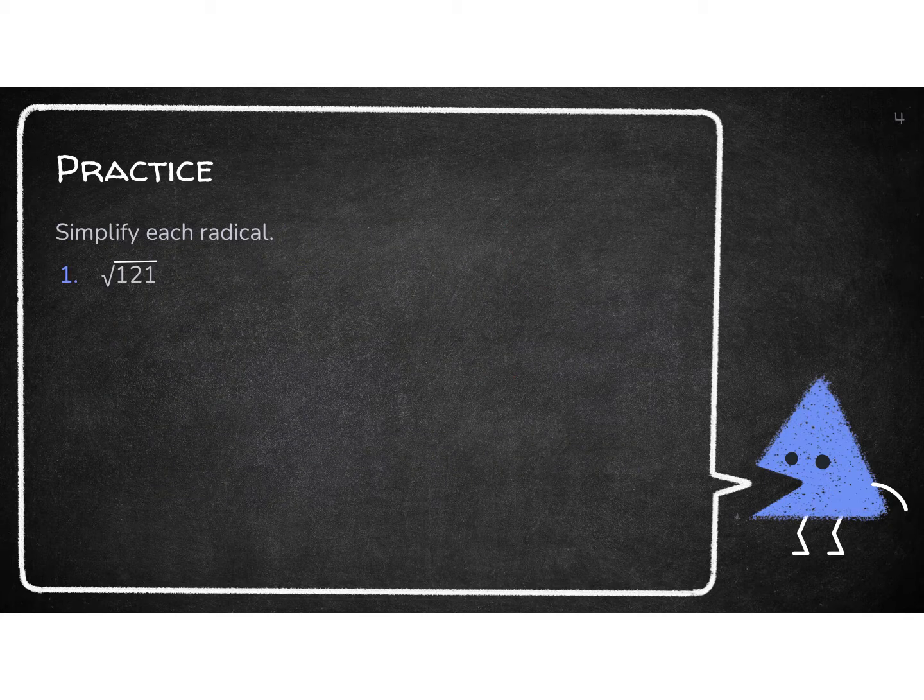If I think of my perfect squares, I have 1, 2 times 2 is 4, 3 times 3 is 9, 16, 25, 36, 49, 64, 81, 100, 121, 144, so on and so forth. I'm going to see, first of all, is 121 in my list? It is in my list, it's right here. And I'm going to figure out what number times itself is going to give me 121.